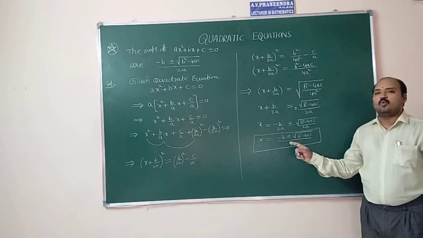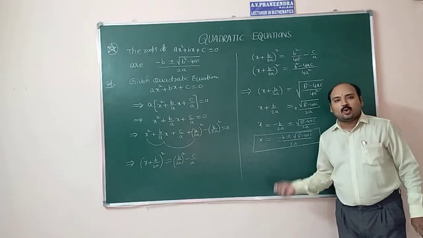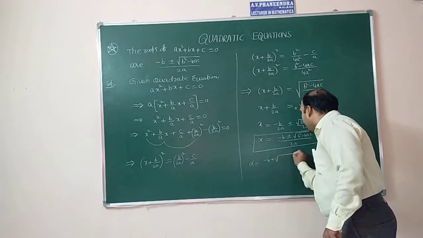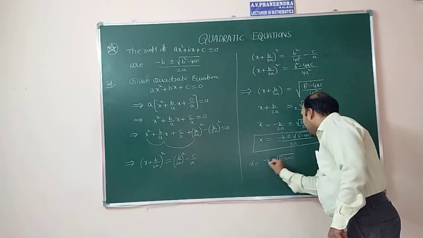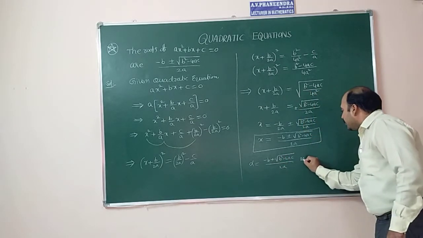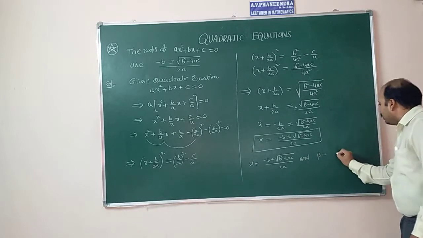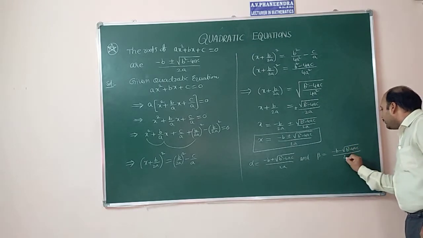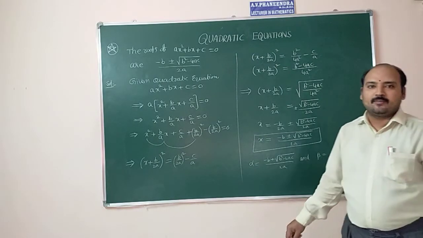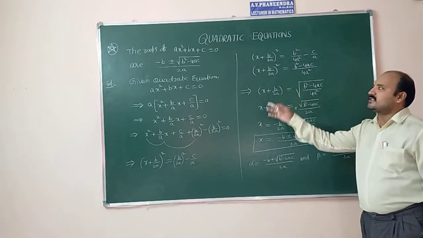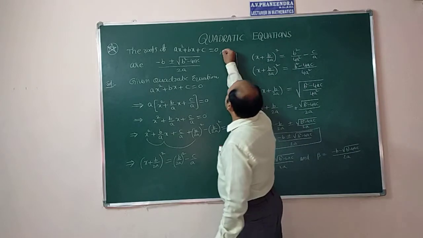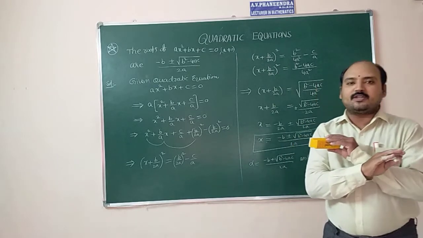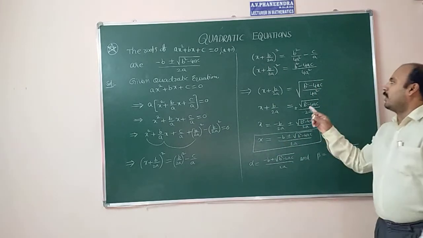Here two values of x will be there. If we consider plus, one root; if we consider minus, another root. The first root we can take as alpha, that is minus b plus root of b square minus 4ac divided by 2a, and the second root beta we are assuming equal to minus b minus root of b square minus 4ac divided by 2a. These are the roots of the quadratic equation ax square plus bx plus c equal to 0, where a is not equal to 0. This is compulsory. If a is not equal to 0, then only it is a quadratic equation. Otherwise, it need not be a quadratic equation. You have to remember that.